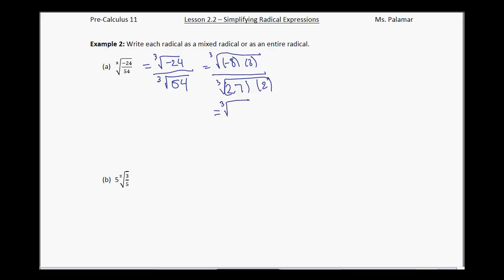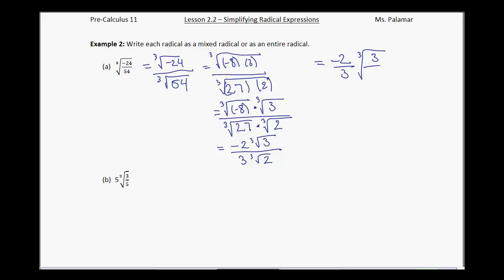We can split up the cube root of negative 8 times the cube root of 3 using our multiplication property rule, and same with the bottom: the cube root of 27 times the cube root of 2. Now negative 8 and 27 are perfect cubes, so that becomes negative 2 over 3, with the cube root of 3 over the cube root of 2. Writing that as a whole radical, we'll have negative 2 over 3 times the cube root of 3 over 2. That is our final answer.